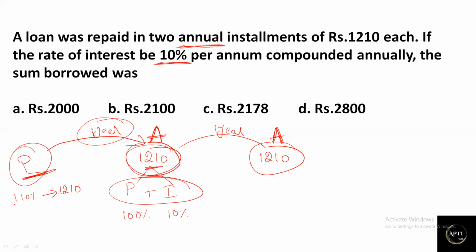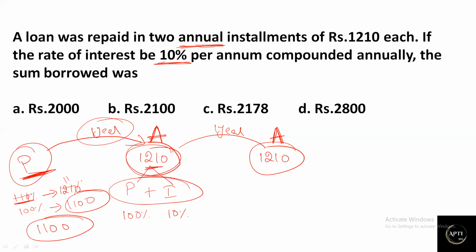Why? Because we have added principal amount plus interest, so the total amount is 1210. Now what do we need to find? The sum, the principal. What is 100%? Here the 0 will get cancelled, 11 times. So here we have 1100. 1% is 11, 100% is 1100. So the principal here is 1100.